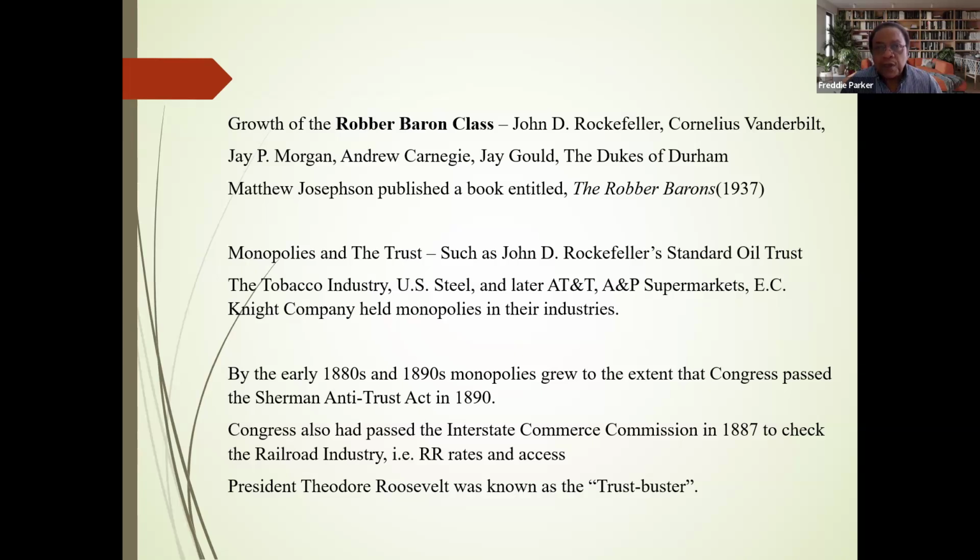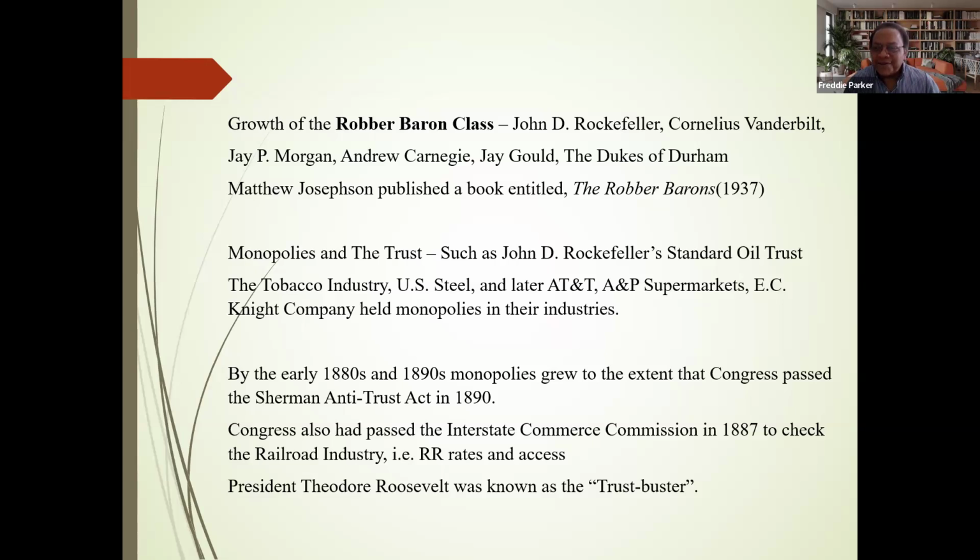If you lived in China, if you lived in Europe, wherever you lived around the world in 1900, if you smoked a cigarette, more than likely it was made in Durham, North Carolina. If you used a match to light that cigarette, more than likely it was made by the American Match Company. If you had steel in your house, in your building, it was made by U.S. Steel. If you went to a supermarket in 1920, more than likely it was A&P.